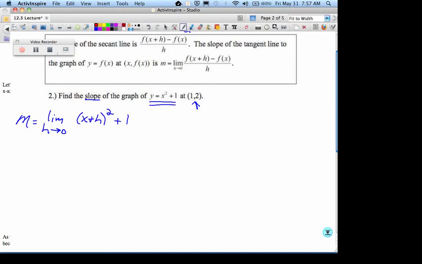Then what does it say? Then it says subtract the function. Well, that's x squared plus 1. And then it's all over h. So any questions about where I put stuff?